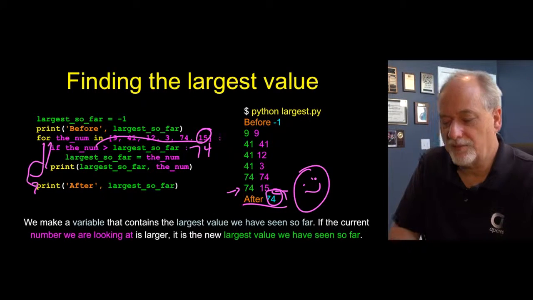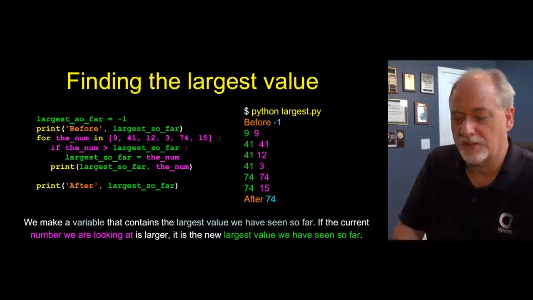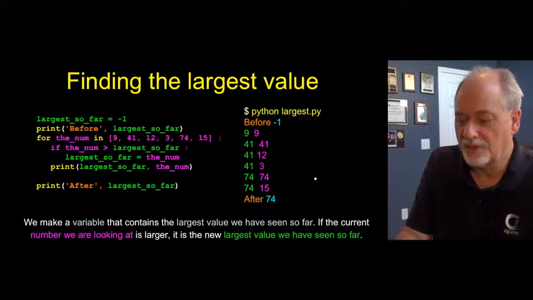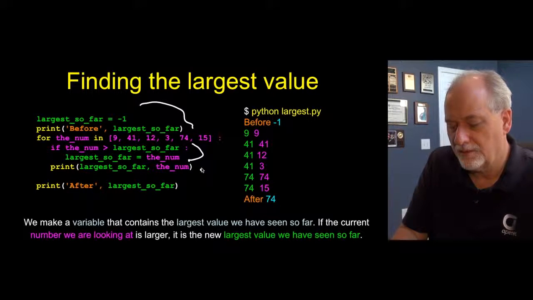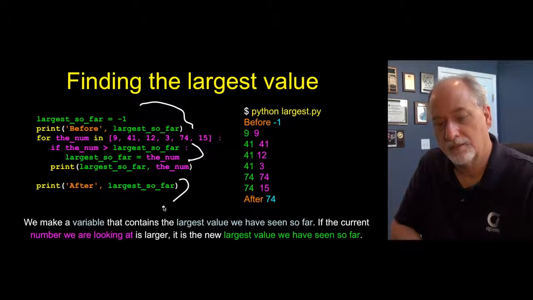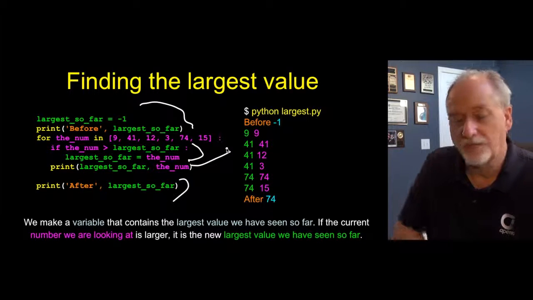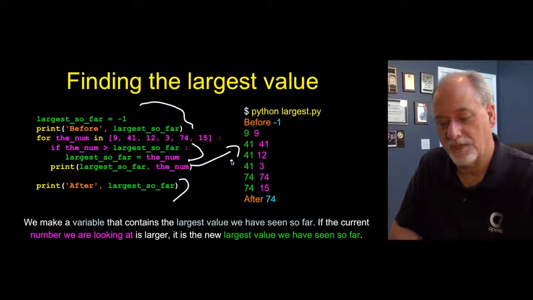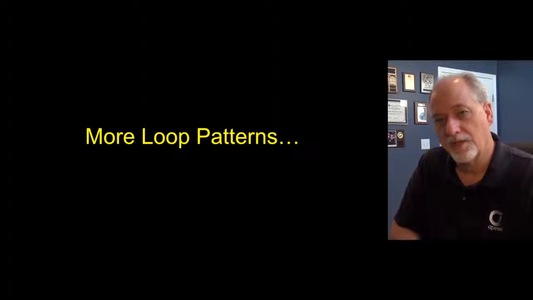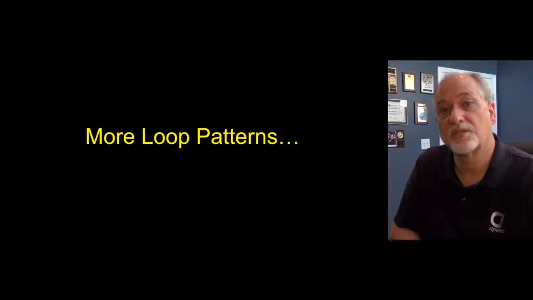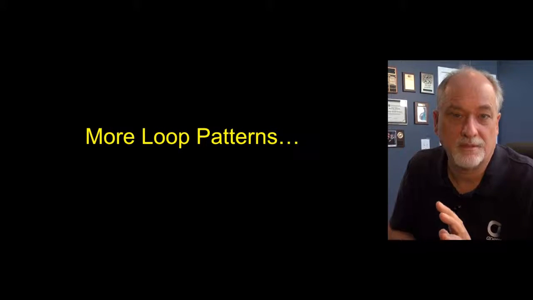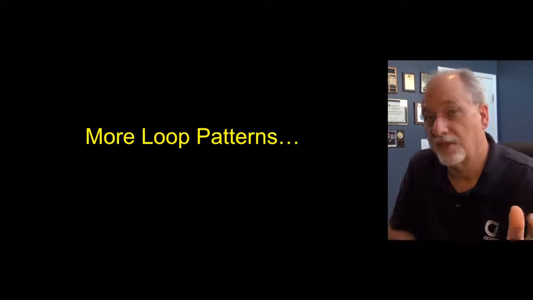So that sort of gives you this notion of how we construct something at the beginning, some kind of thing that we're going to do over and over and over again, and then something at the end. And we put some print statements in just so we can watch it and see what's going on. So coming up next, we're going to talk about some more loop patterns: counting, totaling, averaging, and finding the smallest number.